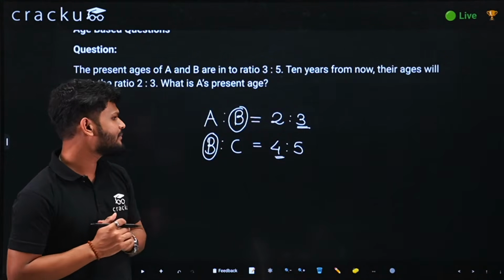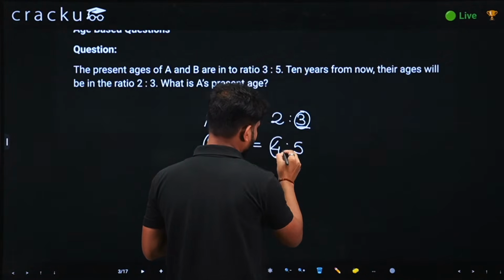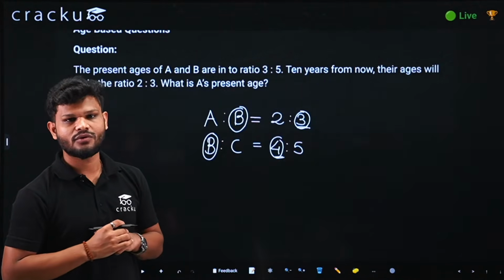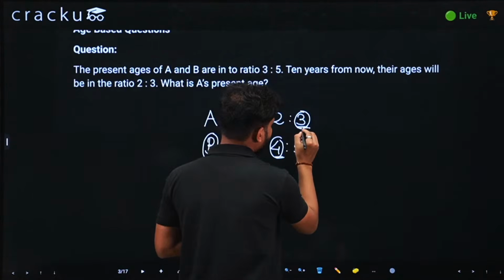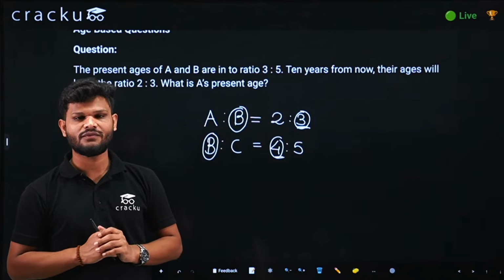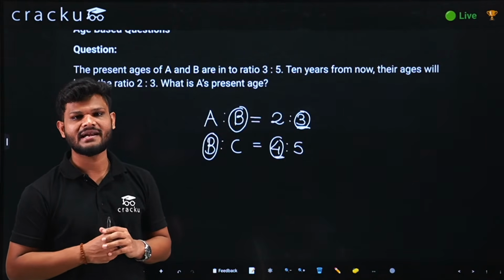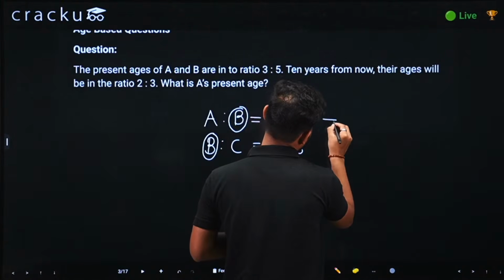How do you do that? You simply take the LCM of this one and this one. What is the LCM of 3 and 4? LCM of 3 and 4 is 12. So to make this 3 as 12, how can you do that? You will just multiply the ratio by 4. We just saw the multiplier thing, right? It is to convert the ratio into its absolute values. So just multiply this ratio by 4.